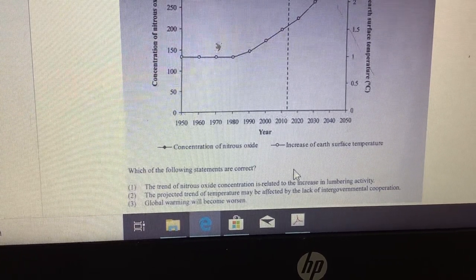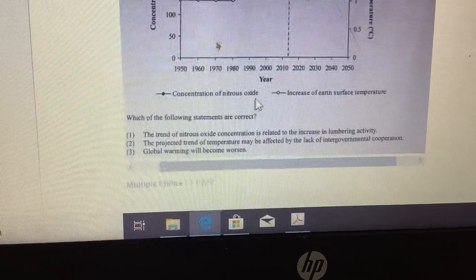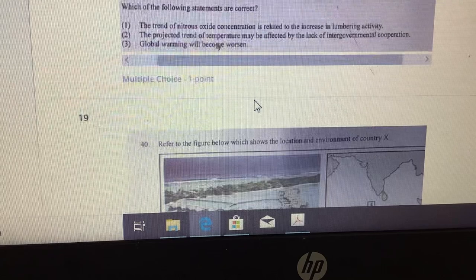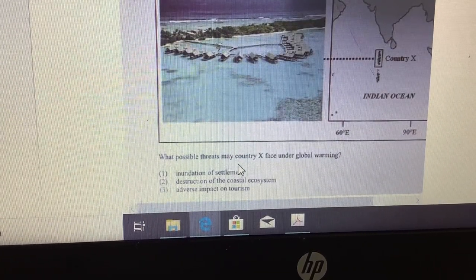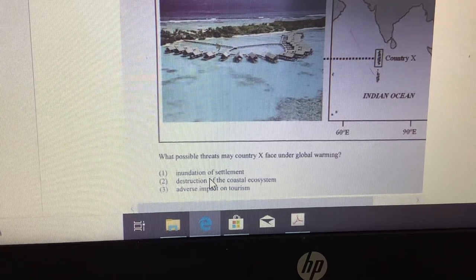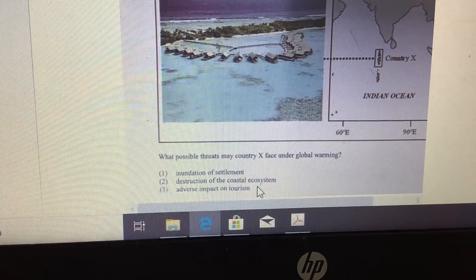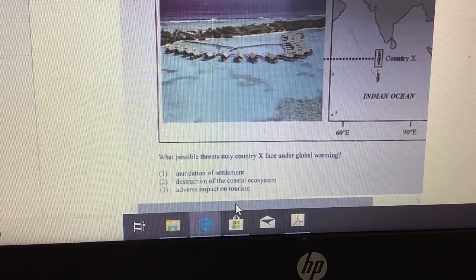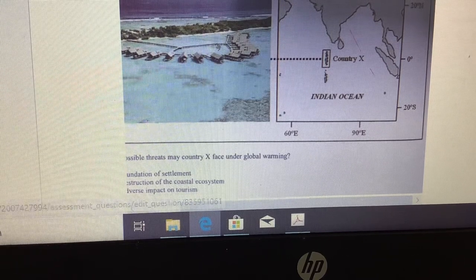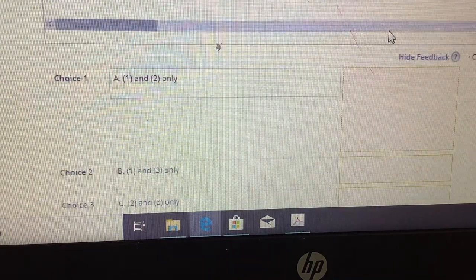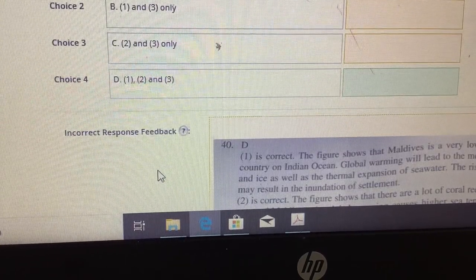Global warming will become worse, and you can see all the trends are going up, so it is hotter than before. So number three is correct. This one, what will they face under global warming? Inundation of settlements, yes. Destruction of coastal ecosystems, also yes. Adverse impact on tourism, yes, all of them. So is it 1, 2, 3? Let's check it out. Yes, 1, 2, and 3. Kind of easy, this one.